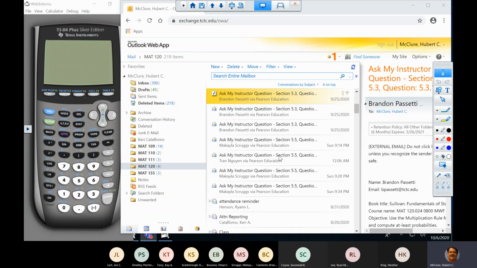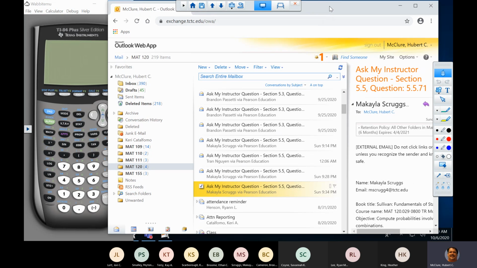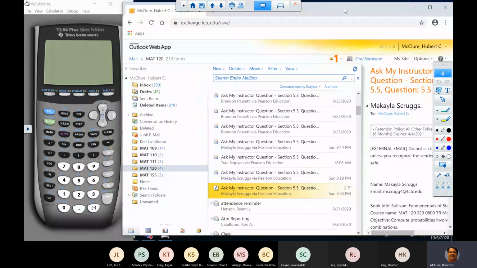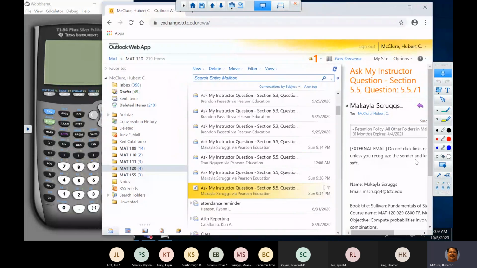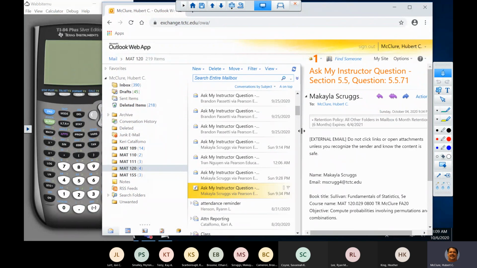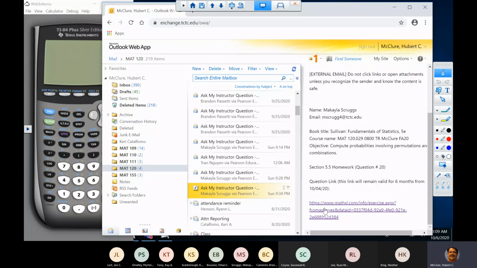I'm going to go backwards because right now I should be answering questions on 5.5. So I'm going to go backwards and hopefully we can get all these. I don't know if I can or not because there's so many. So the first one is 5.5. Let me scrunch this down a little bit. Number 71 in the book, number 20 online.